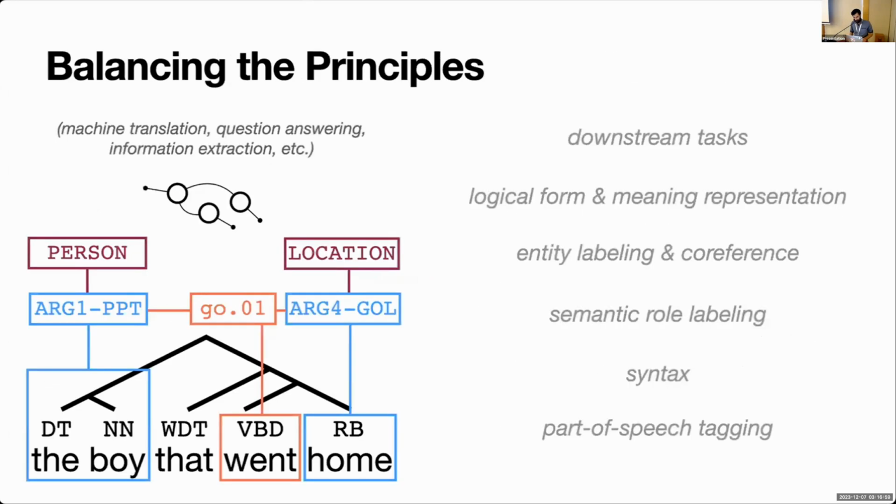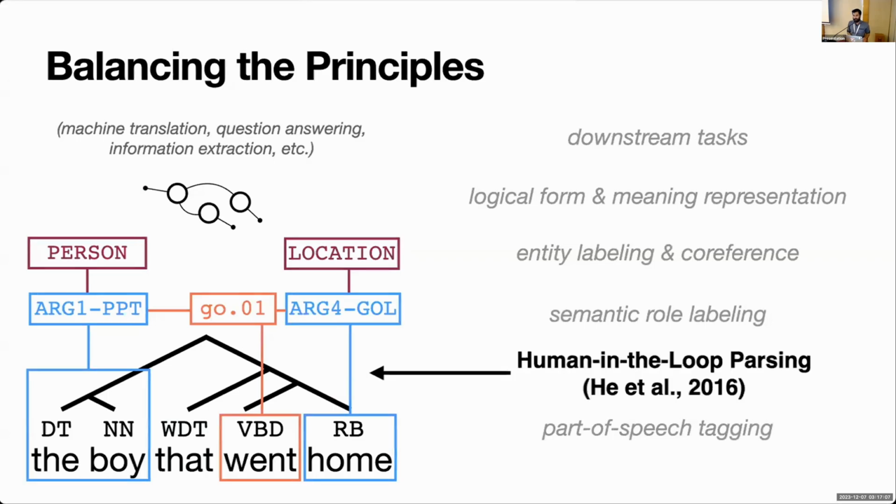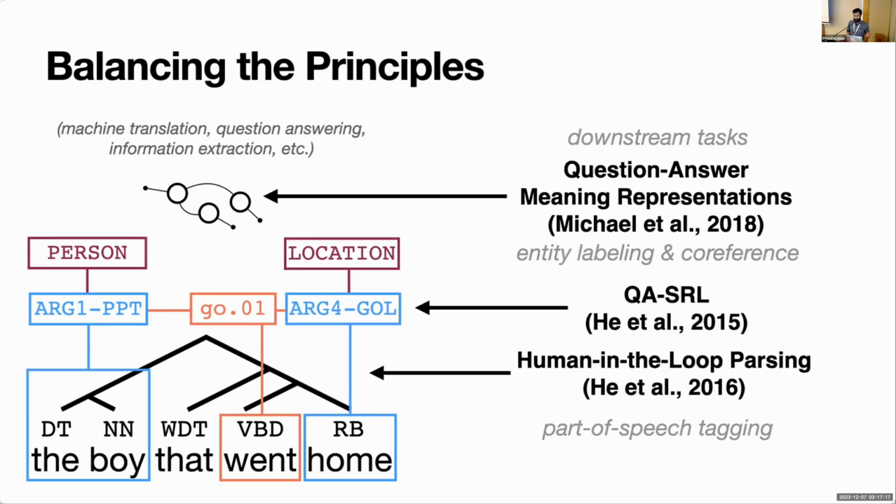Over the course of my PhD, I did several projects that spanned the NLP pipeline in doing this kind of thing. On the lowest level, we had a project on human-in-the-loop parsing, trying to get at syntax with question-answer pairs. Then we did semantic role labeling with question-answer-driven semantic role labeling. And then I also had something called question-answer meaning representation, which tried to get at higher-level semantic structure.